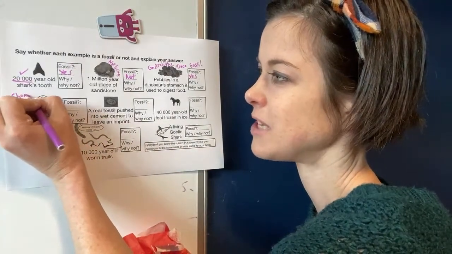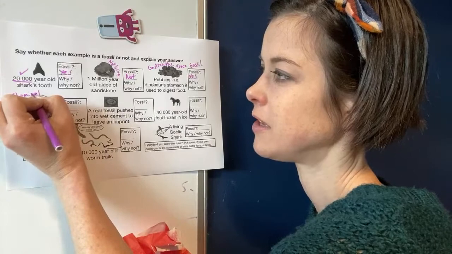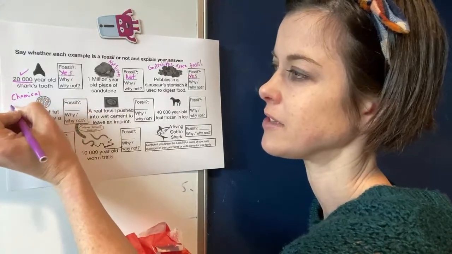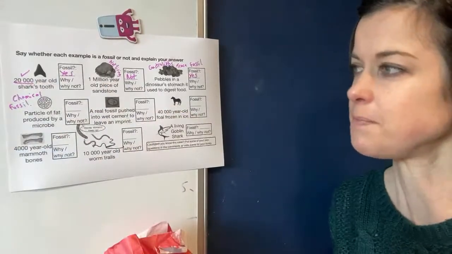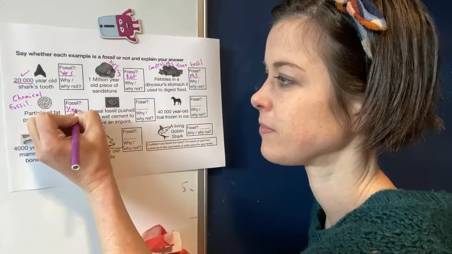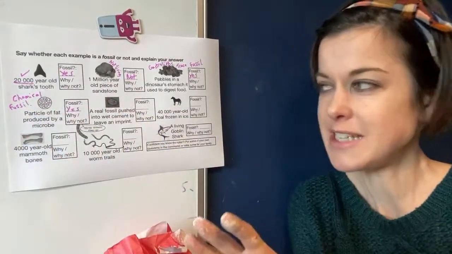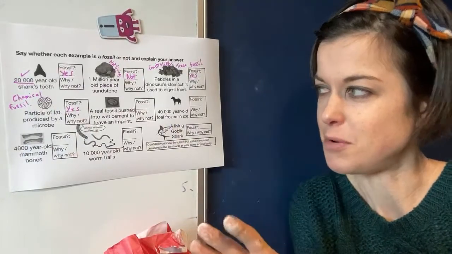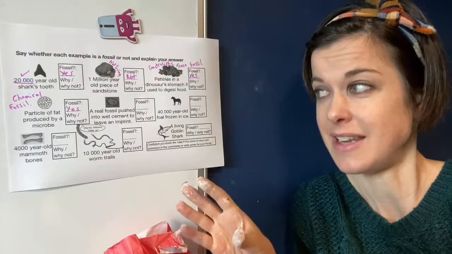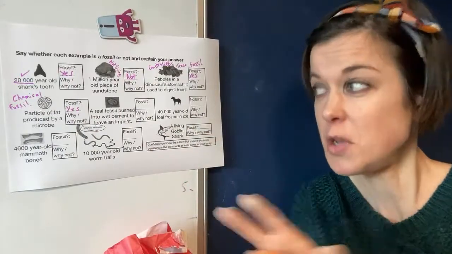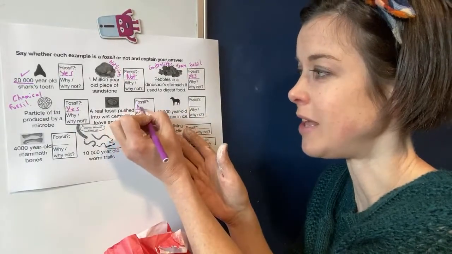I mean, I suppose you could call it a trace fossil because it's a trace that a living thing existed, but it's so small, it's literally a particle. It's called a chemical fossil. So yes, that is. A real fossil pushed into wet cement to leave an imprint. Well, it's definitely evidence that a living thing existed, isn't it? But it's too young, so that would not be a fossil.